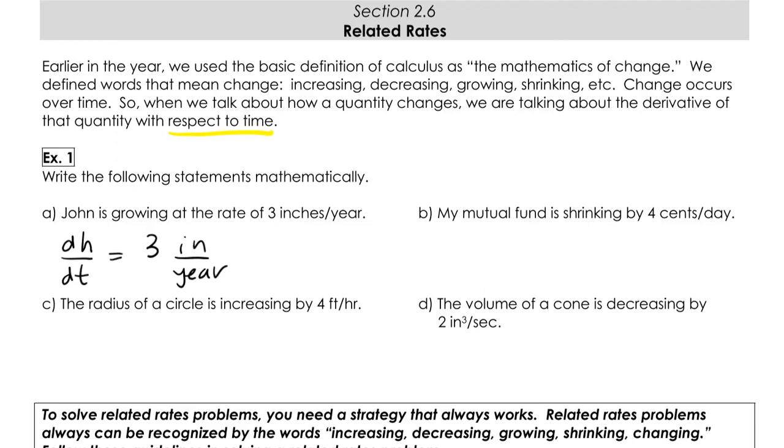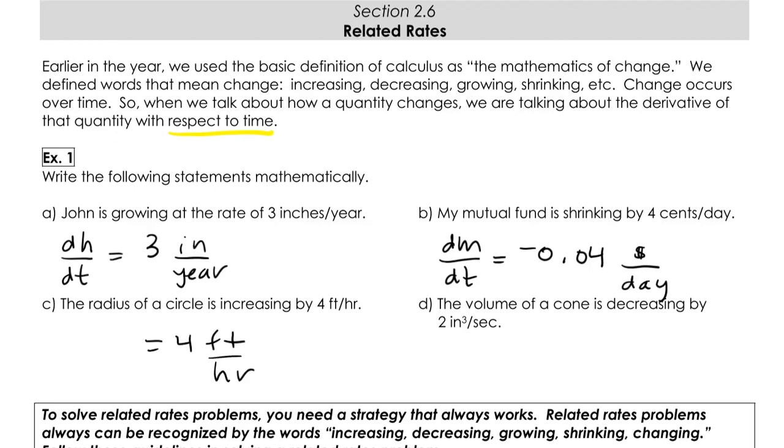My mutual fund, oh no, it's shrinking. So we'll say the change in the mutual fund with respect to time. Because it's shrinking at 4 cents, we have a negative. That's measured in dollars per day. Again, the mutual fund is measured in money. Time is in terms of days. Now onto some geometry stuff. The radius is increasing. Because it's increasing, we know it's positive. And we'll say the change in the radius with respect to time. Looking at this again, radius is in feet, time is in hours.